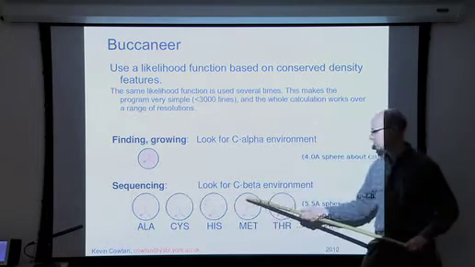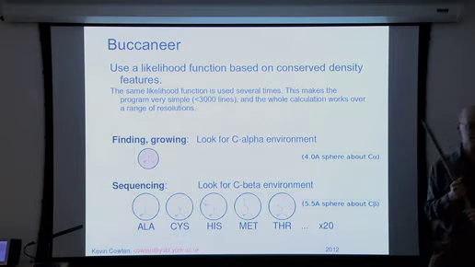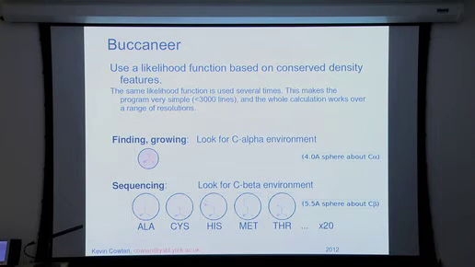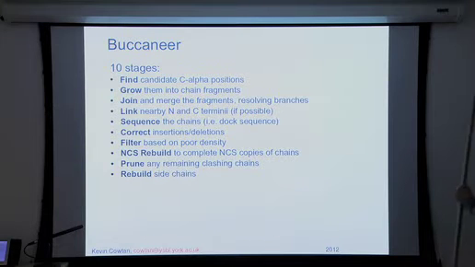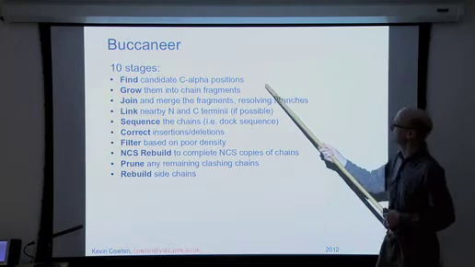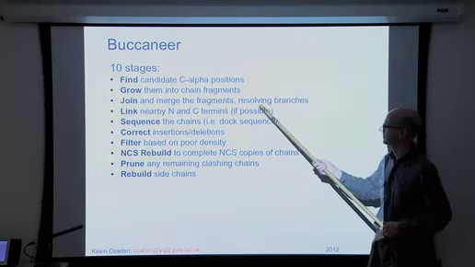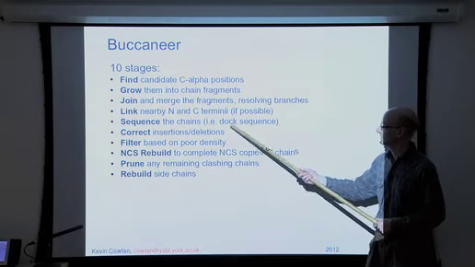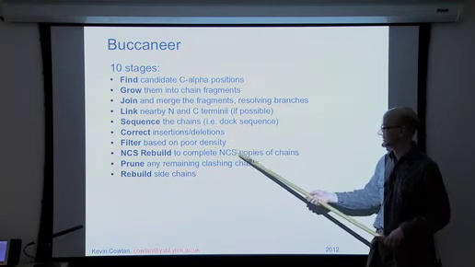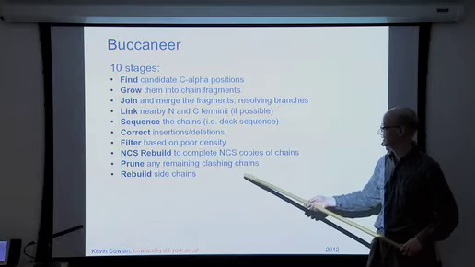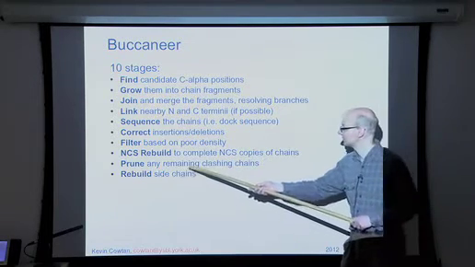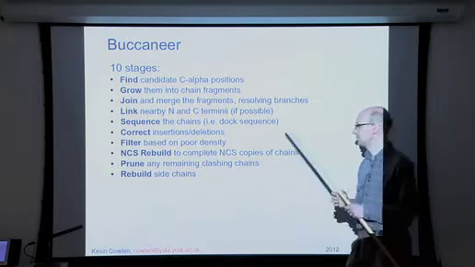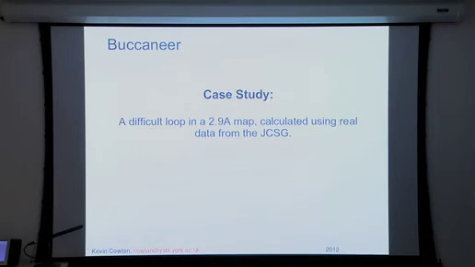So that's one of the targets we use. We also use a series of 20 targets based on the C beta position for identifying sidechain types. Again, with the same likelihood calculation. So this goes into a cyclic calculation, each cycle having 10 stages in which we find C alpha positions, grow them into chains, join and merge the fragments, link termini, doctor sequence, correct for insertions and deletions. There's a filtering on pore density, rebuild NCS, that's very useful, prune any remaining clashes, and then add on the side chains.